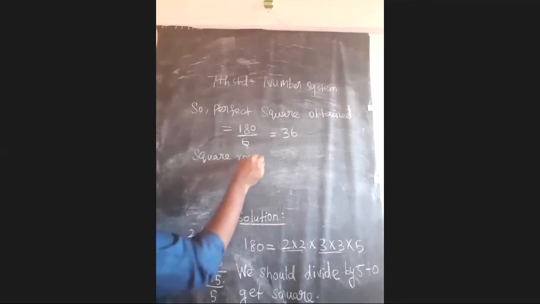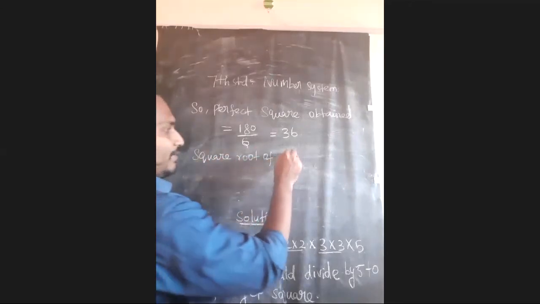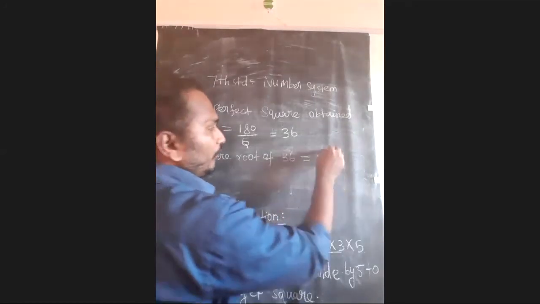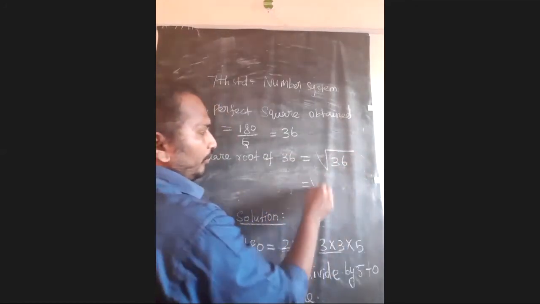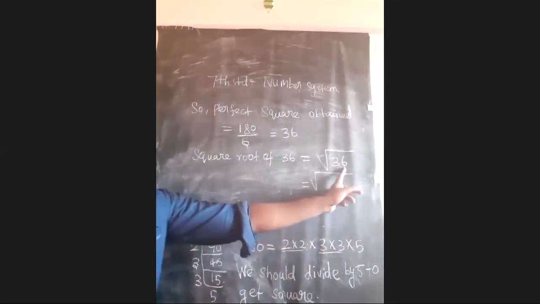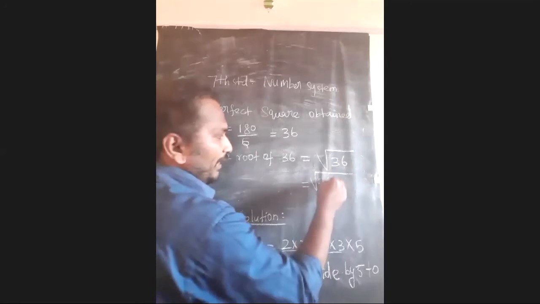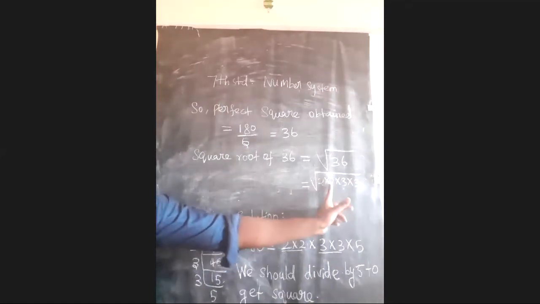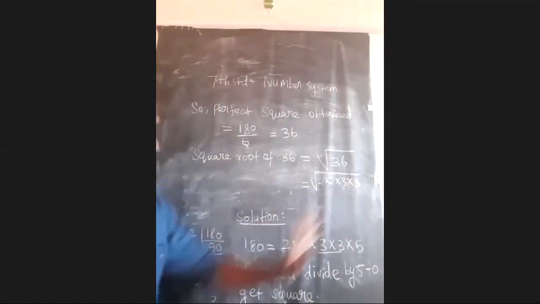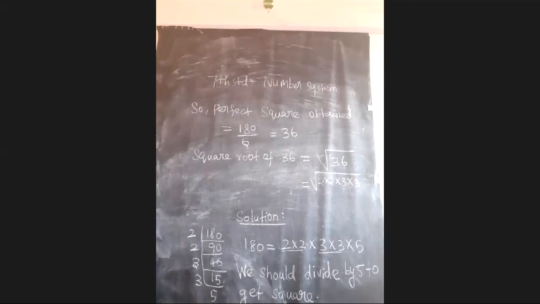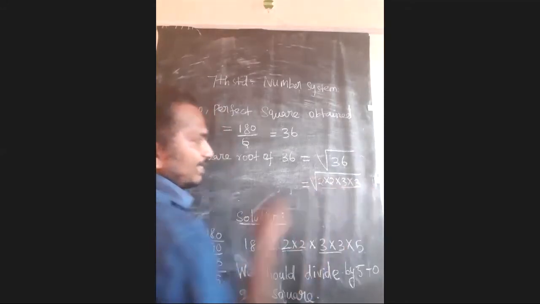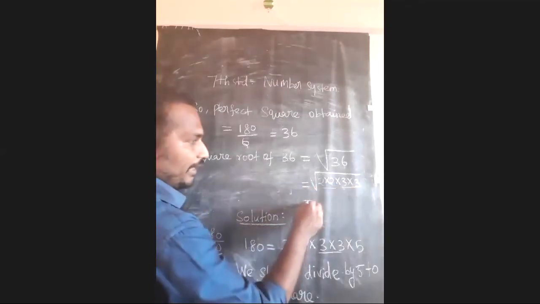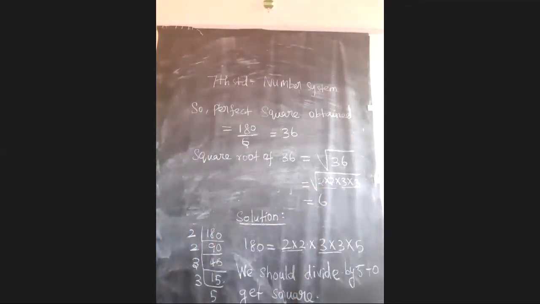Square root of 36 is equal to... how can we write 36? We already know 2 into 2 into 3 into 3. So 2 twos are 4, 4 threes are 12, 12 threes are 36. Correct? You know very well how to find out the answer right now. 2 into 3, answer is 6. Very good. So the answer for this question is 6.